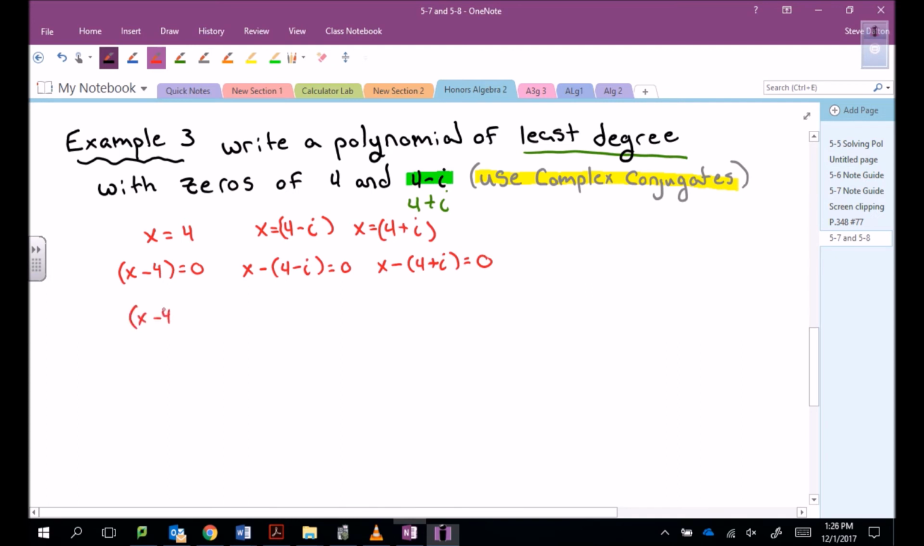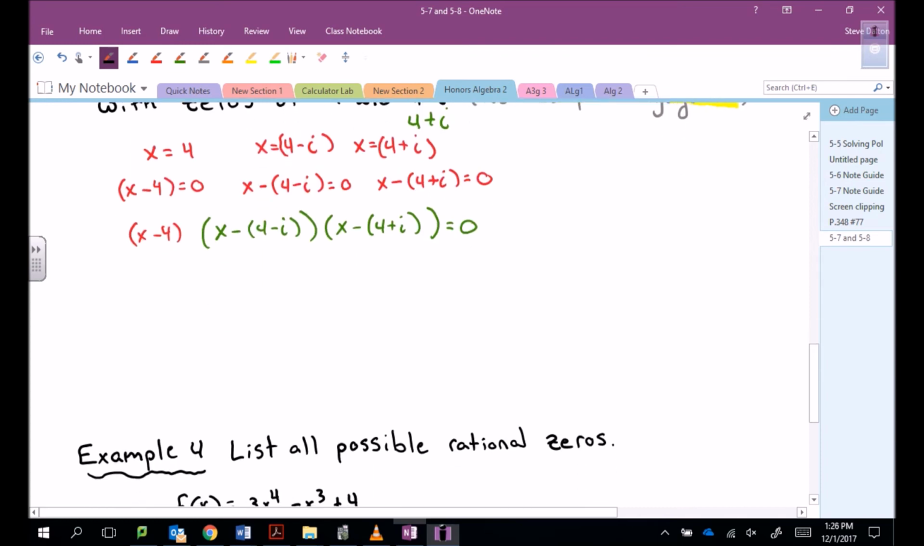So that really says that x minus 4 is multiplied by the groupings x minus 4 minus i times x minus 4 plus i. Now I did those in green because now that we FOIL, we want to FOIL those out first. We're still going to have our x minus 4 hanging out front.